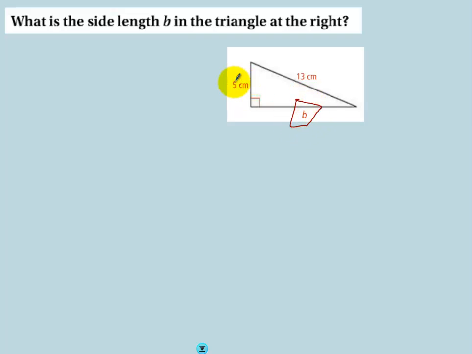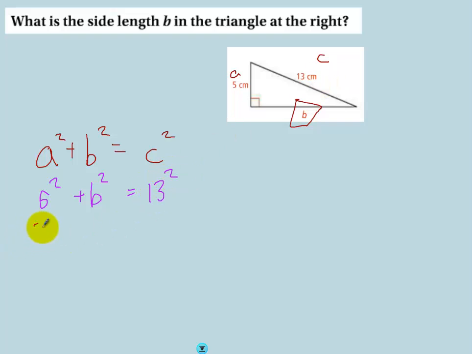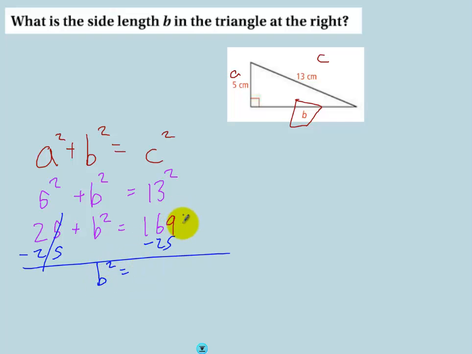All right, what's the side b? So I want to find b, and I know my a is 5 and my c is 13. So the formula is a squared plus b squared equals c squared. I'm going to plug in a squared, that'll be 5 squared, plus b squared equals 13 squared. And 5 squared is 25, plus b squared equals 169, that's 13 squared. Now I want to isolate the b squared, so I subtract 25 on both sides. Those cancel, and what you're going to get is b squared equals, carry, drop down to 4, 144.